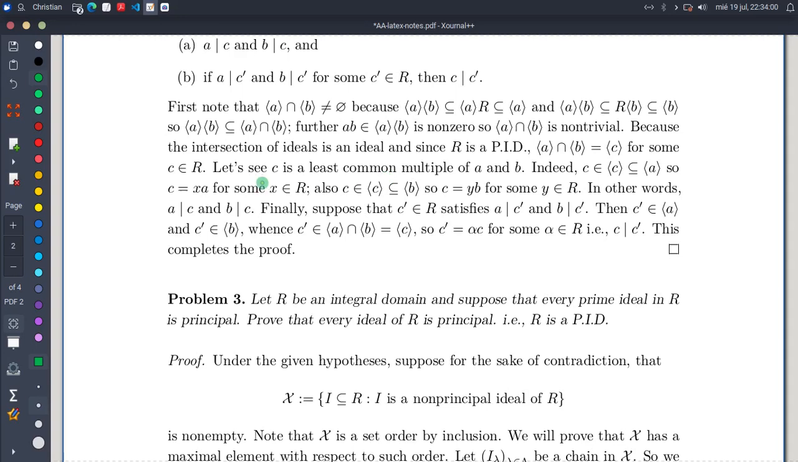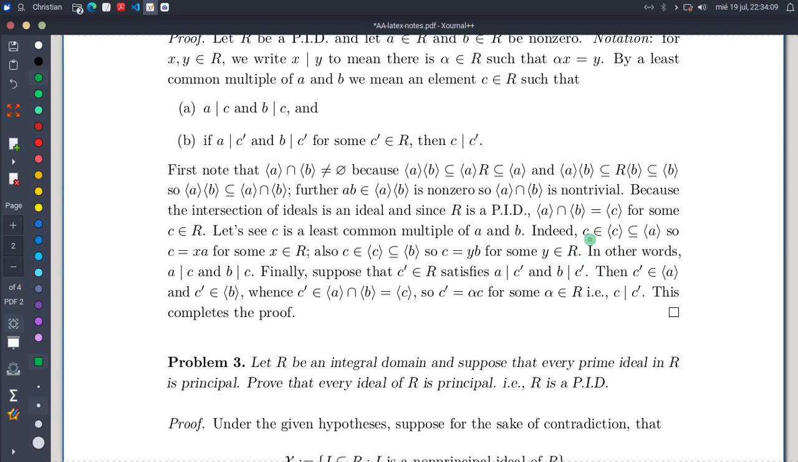So let's see that C is a least common multiple of A and B. It is clear that C is in the ideal generated by C, and that is contained in the ideal generated by A, because it is clear that this intersection is contained in the ideal generated by A. So this is the ideal generated by C. It follows that C is in here, and therefore it is a multiple of A. Similarly, we can see that because C is contained in the ideal generated by C, which is contained in the ideal generated by B, it follows that C is a multiple of B. So in the notation we saw earlier, we can write it as this. The first condition is verified.